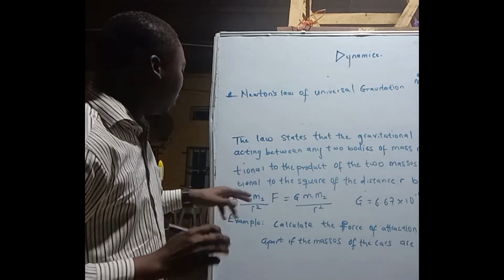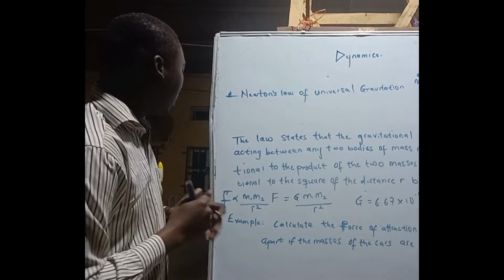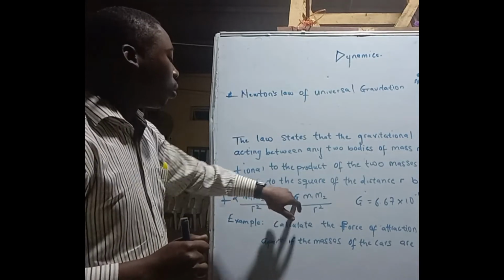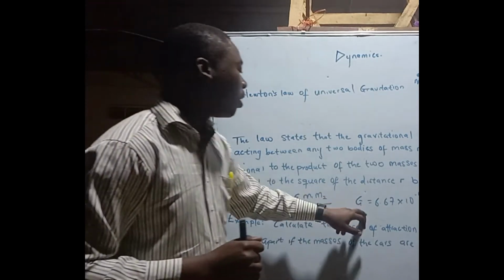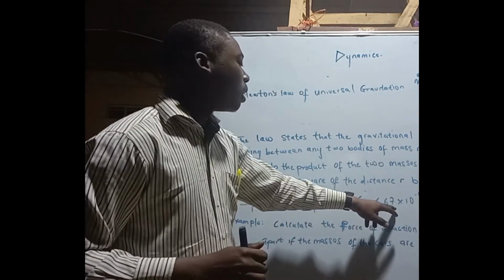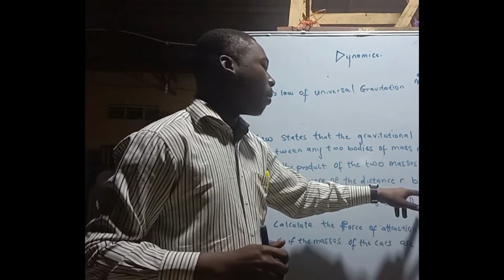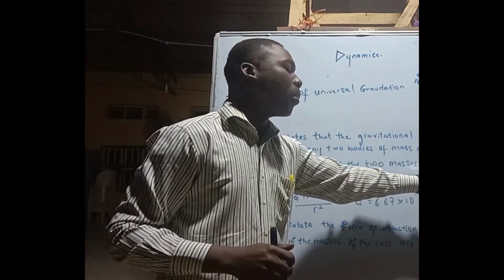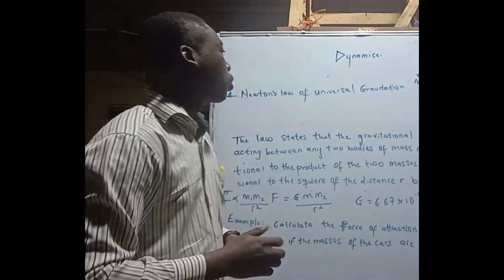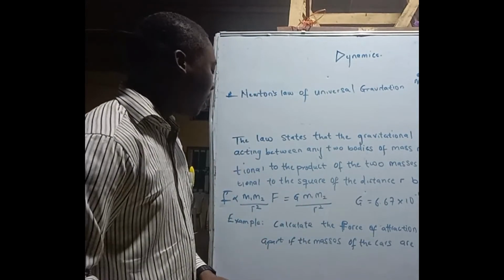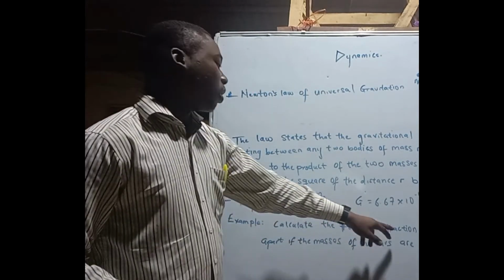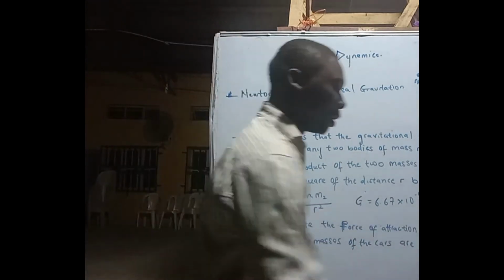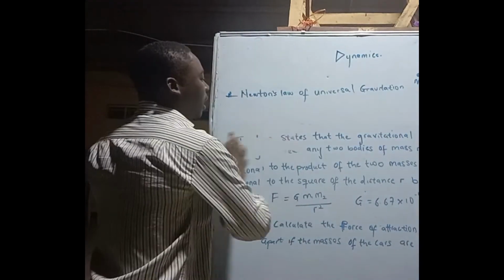Immediately we remove this proportionality sign, the proportionality constant G would come in. So that G is given as a constant, 6.67 times 10 raised to the power minus 11 newton meter squared per kilogram squared. So let's take this example. Calculate the force of attraction of two cars. Let's solve that here.